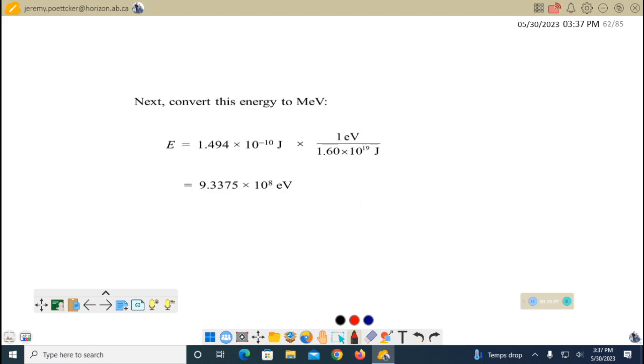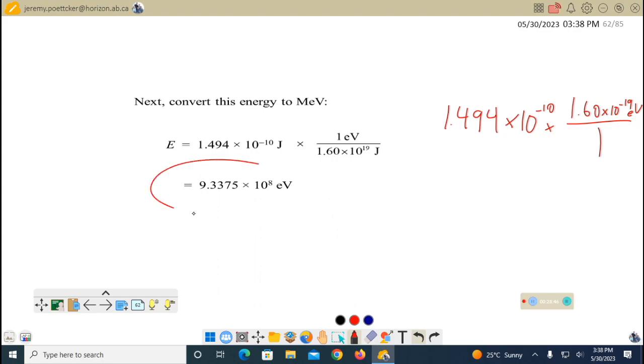And we will now convert that to mega electron volts. So first into electron volts, and this is the formula that we were using on Tuesday. 1.494 times 10 to the negative 10 joules. We'll multiply it by 1 electron volt per 1.6 times 10 to the negative 19 joules. Or I could also use the one that I showed you the other day, 1.494 times 10 to the negative 10 times 1.60 times 10 to the 19 electron volts per 1 joule. Either one works.